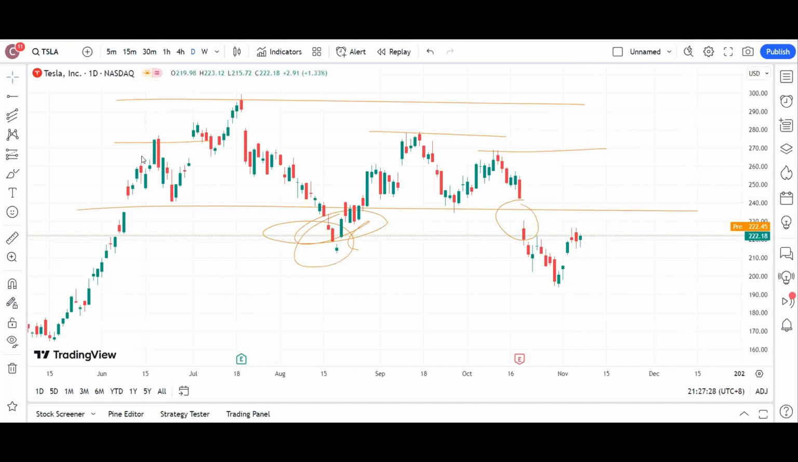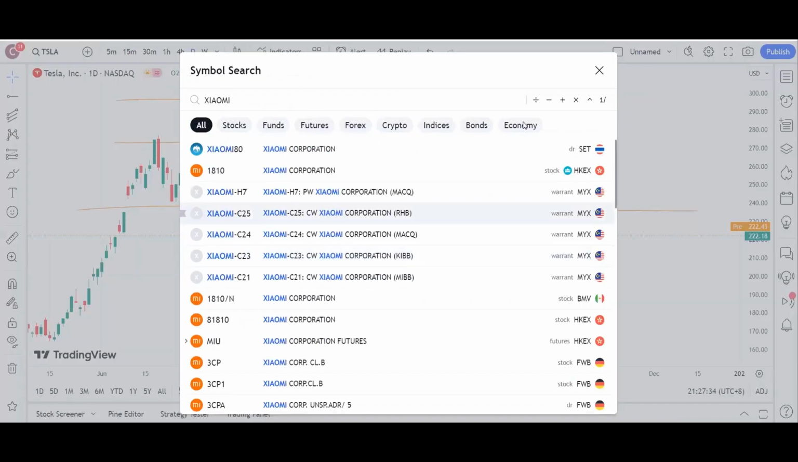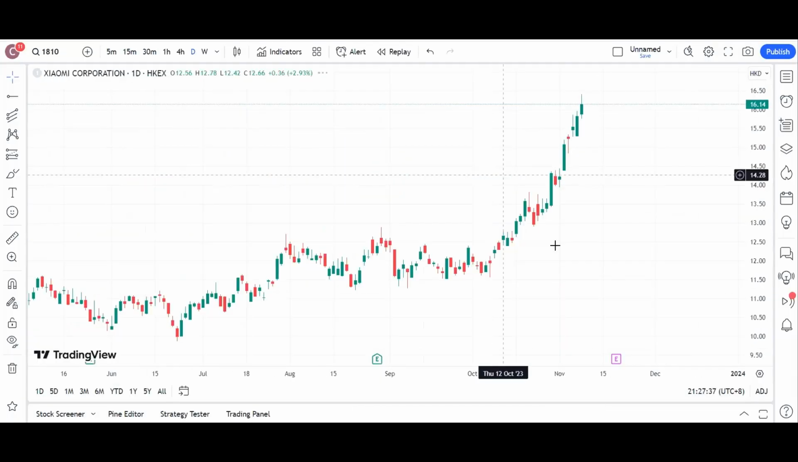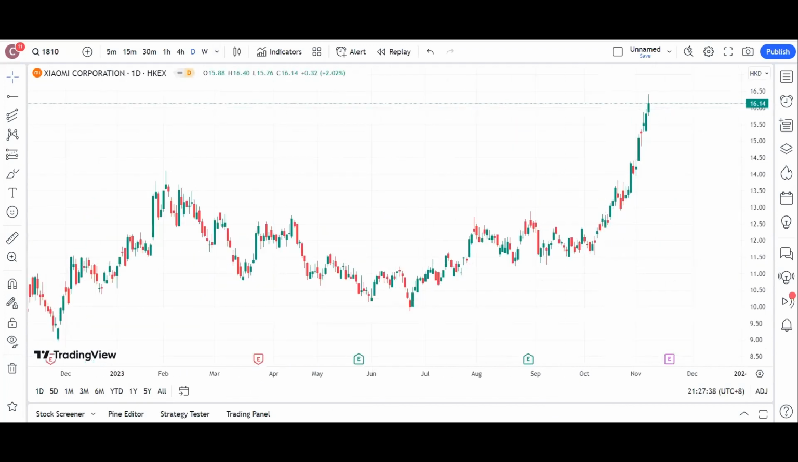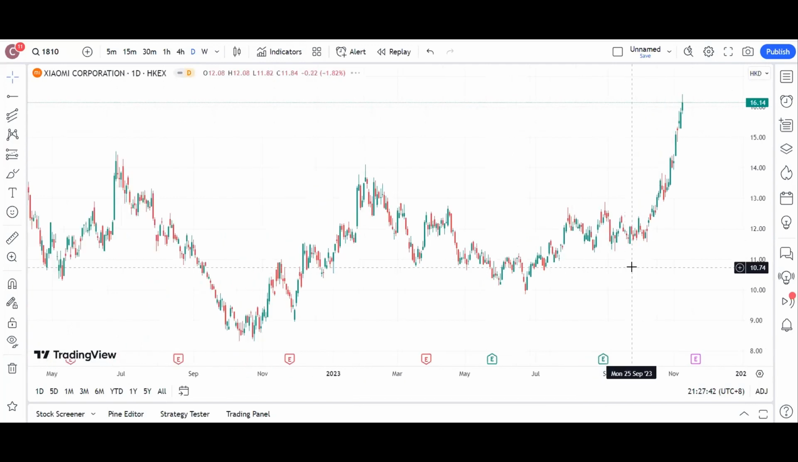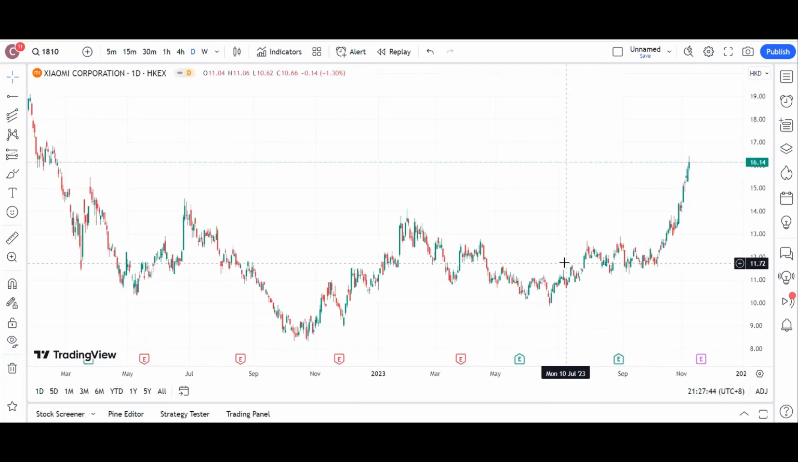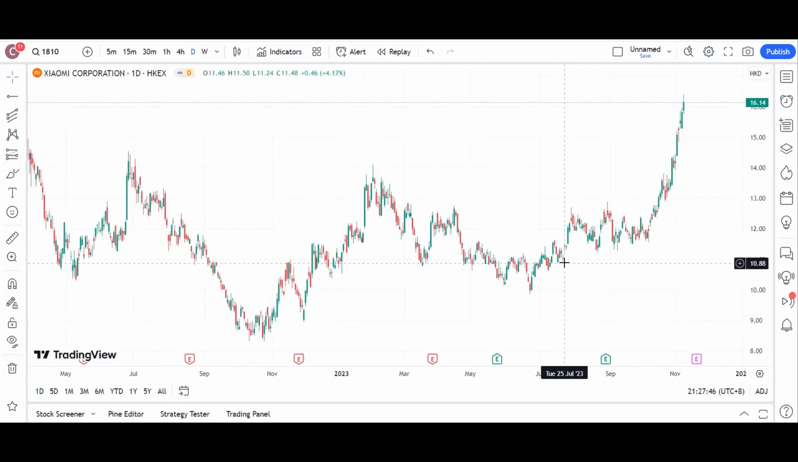Xiaomi, I see quite a lot. How to identify entry point? Wow, entry point, I think I cannot tell you specifically, but if you listen to what I've been saying, right? Firstly, I need to understand your characteristics, your personality in trading.